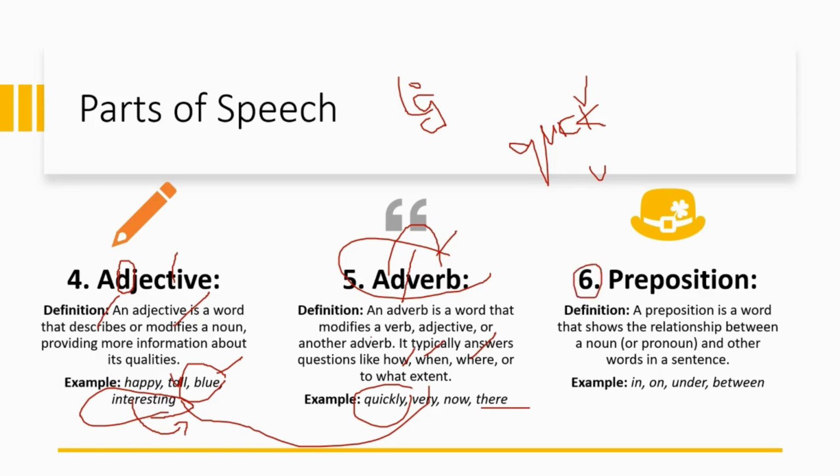Next is a preposition. The sixth one is preposition. A preposition is a word that shows the relationship between a noun or pronoun and other words in a sentence. Words in a sentence are connected with each other, or they have some relation. What kind of relation do they have? The words that tell these relations are called prepositions. For example, in the box, in the basket, on the table, under water, between the cities. So between two cities, the relation between two cities.